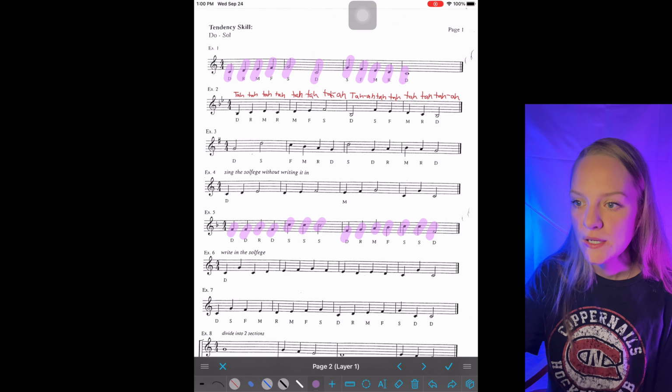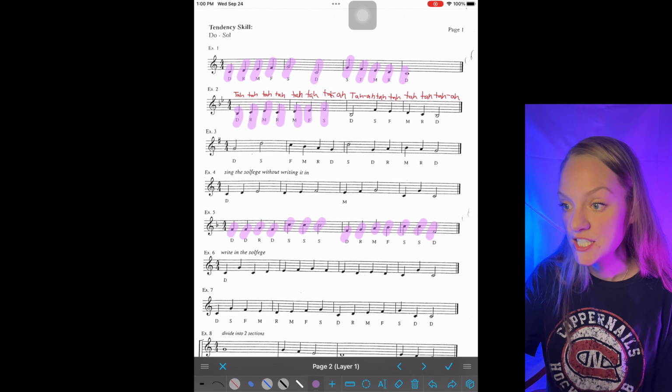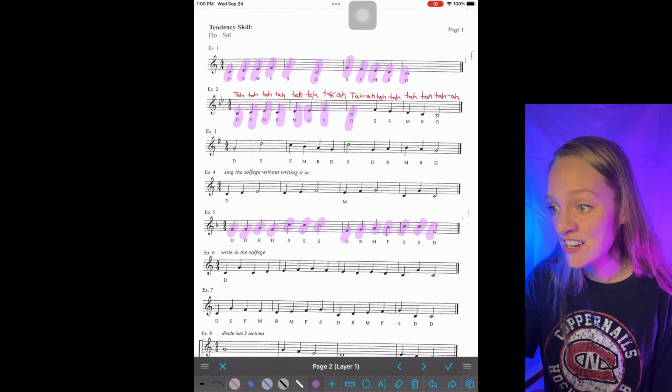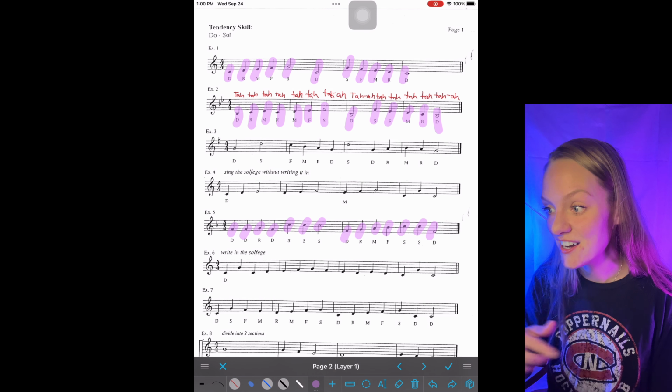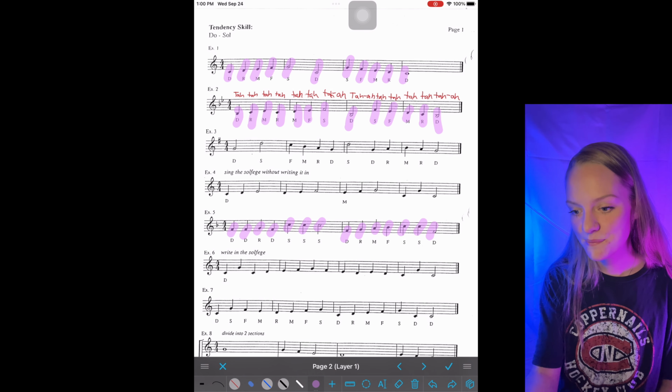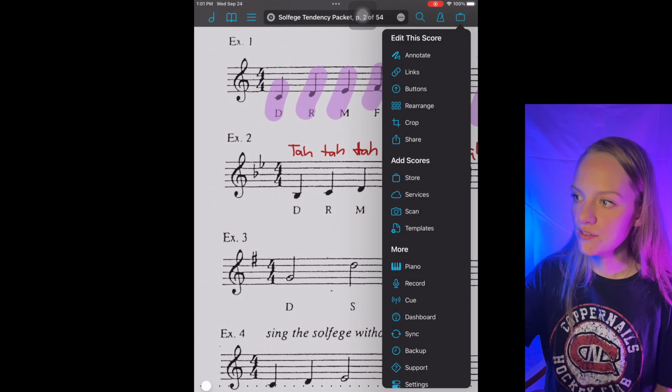One, two, ready, go. Ta, ta, ta, ta, ta, ta, ta, ta, ta, ta, ta, ta, ta. Okay? Now we can look at what else is going on in this exercise.